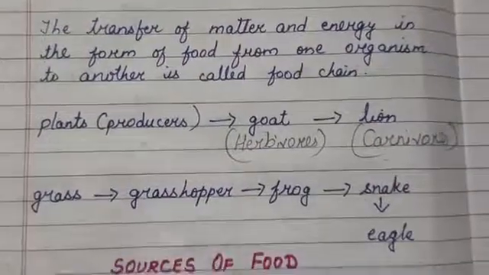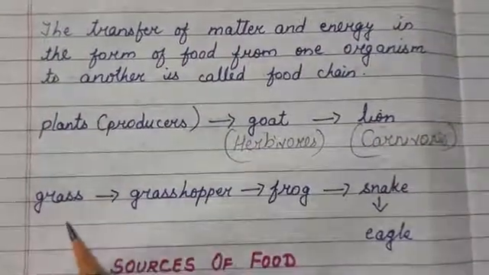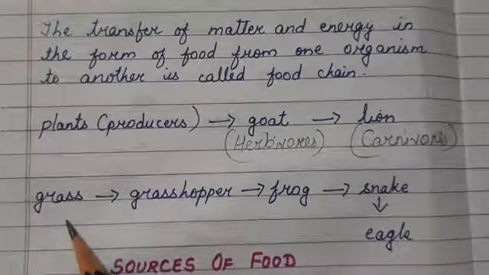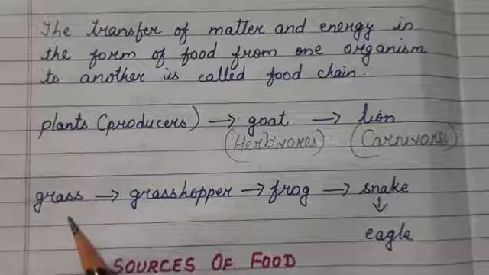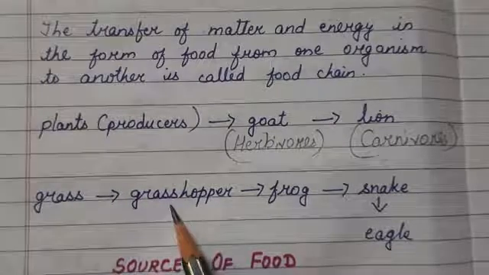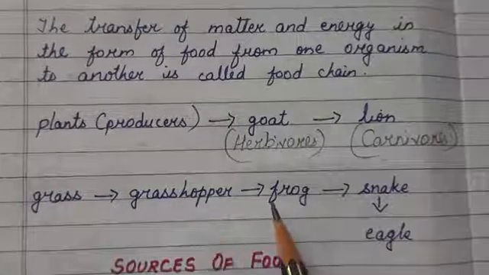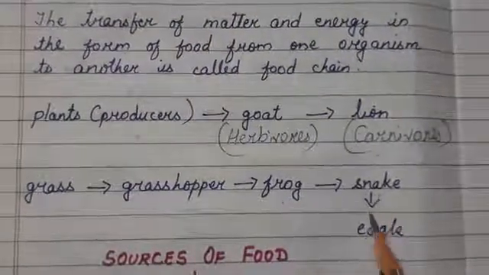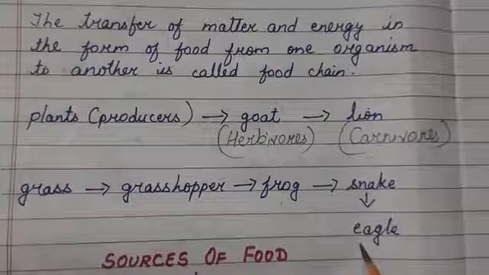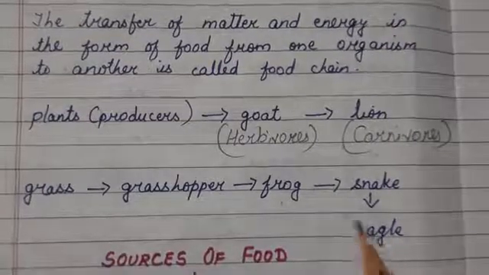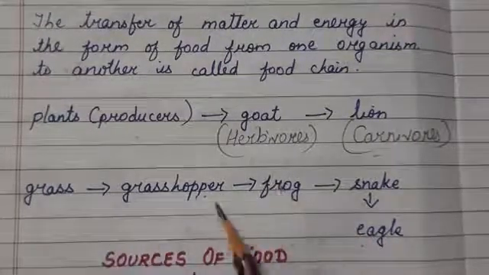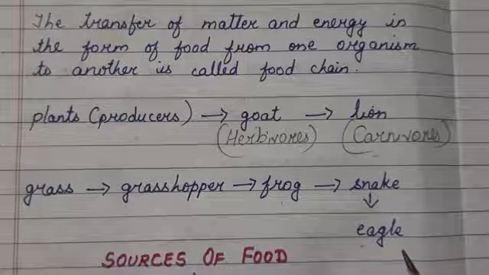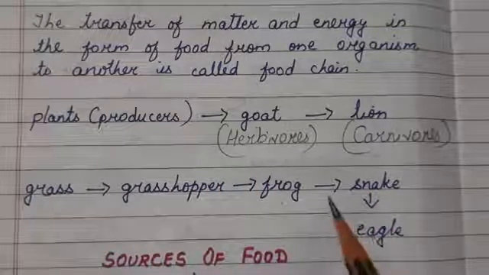Another example is if we take grass. Again, grass comes under the category of plants. Grasses are the producers. So grass is eaten by the grasshopper. Grasshopper is eaten by the frog. Frog is eaten by the snake, and simultaneously the snakes are eaten by the eagle. So you all see that they are eating each other and forming a chain. So that is why it is called a food chain.